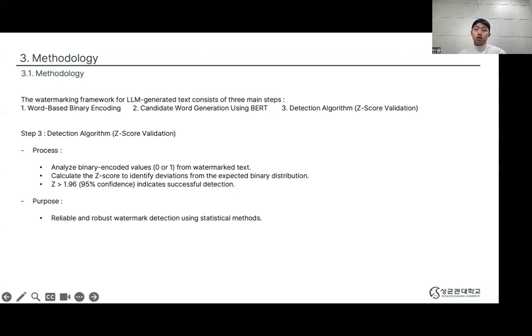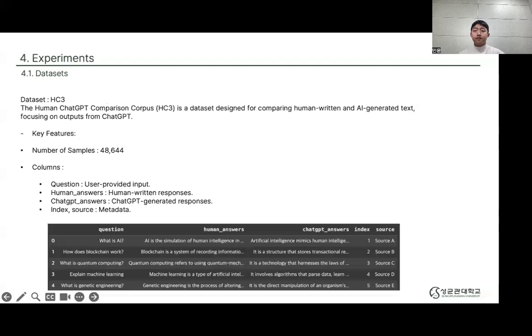Third step is detection algorithm. The detection process involves analyzing the binary encoded values in the watermarked text. Using statistical Z-score validation, sentences with Z bigger than 1.96 are identified as successfully watermarked with 95% confidence. This ensures reliable detection even under adversarial conditions such as text paraphrasing or minor edits.